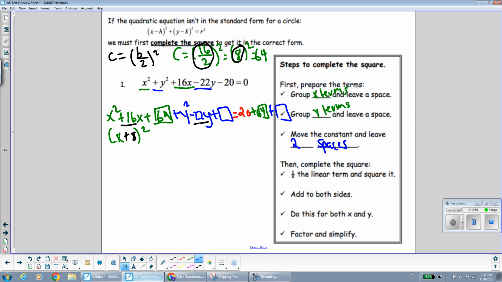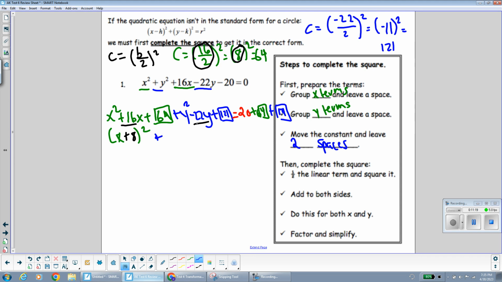Okay, let's complete the square for the y terms, and then we'll factor that one as well. I'll do that up here. So our b coefficient for the y terms is negative 22. If we divide that by 2, we get negative 11 squared, and negative 11 squared is 121. So 121 is the number that completes the square for the y terms.